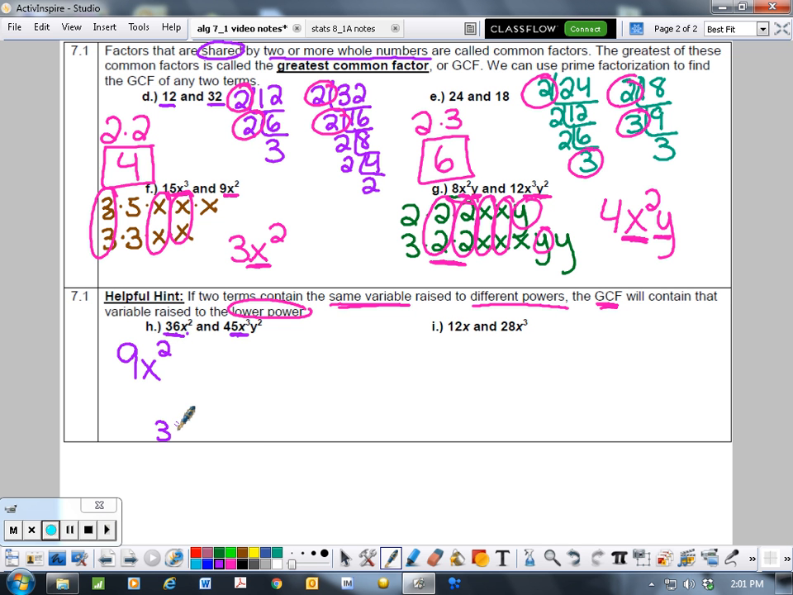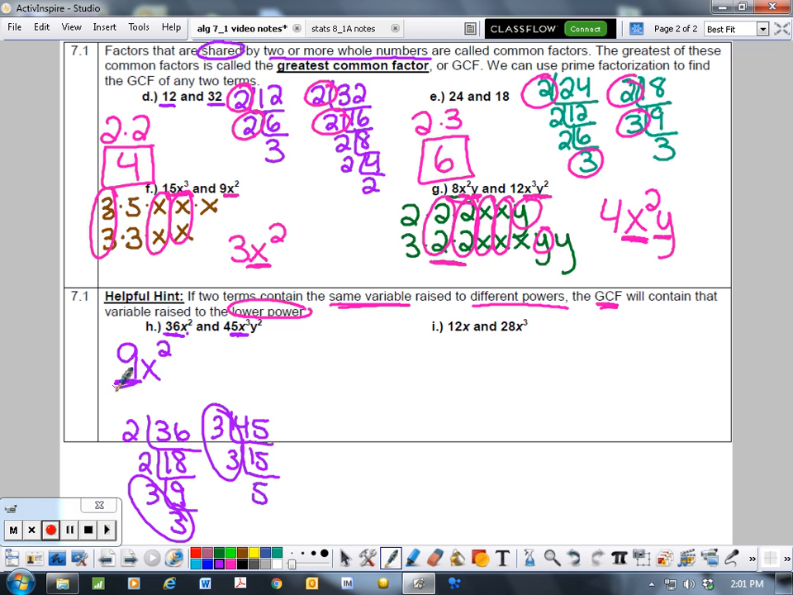So you can say 36 is 2 and 18, 2 and 9, 3 and 3, and then 45. 2 doesn't go into there, but 3 goes into it 15 times, and 3 goes into 15 5 times. Okay, I've got two 3s and two 3s, so the greatest common factor is 9. And then you can look at the x's and y's. What do they have in common? 2 x's, and you get your answer this way.